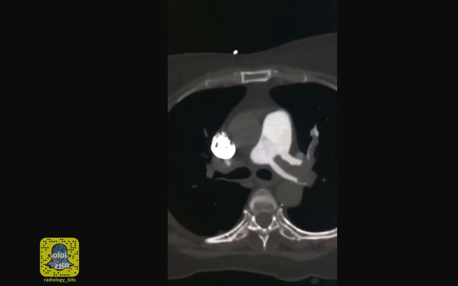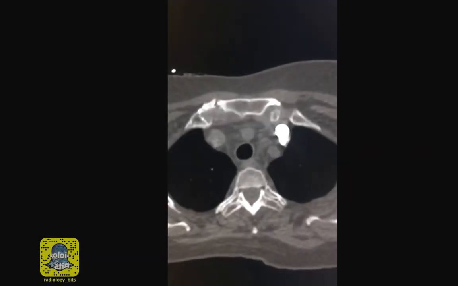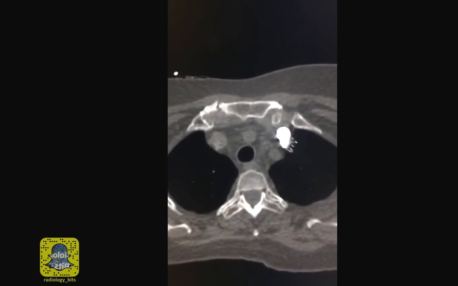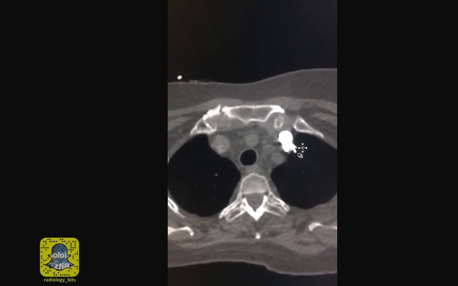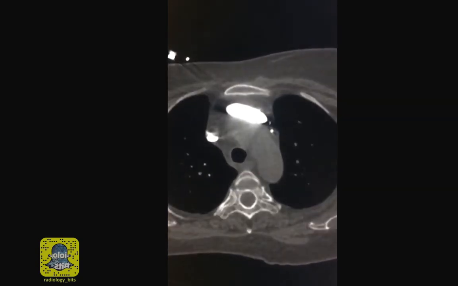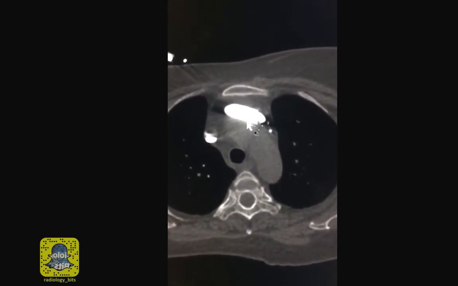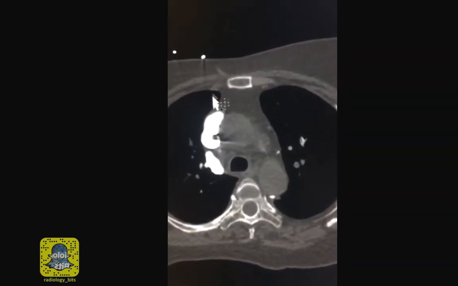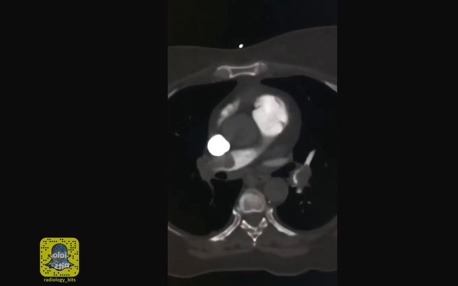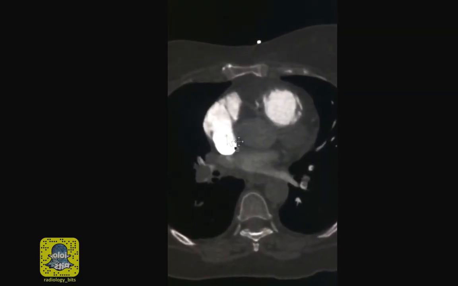Now, the way we inject contrast is from an upper limb. We inject it through the left side, and that's why you see this dense vein here. It goes through the venous system in the upper limb to the left brachiocephalic, reaches the SVC, and goes all the way to the right-sided cardiac chambers.